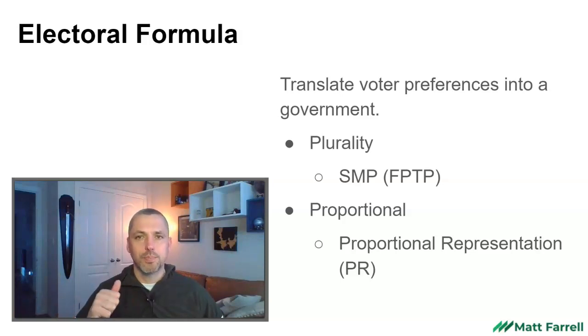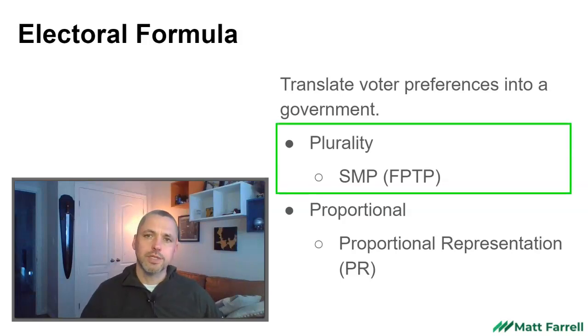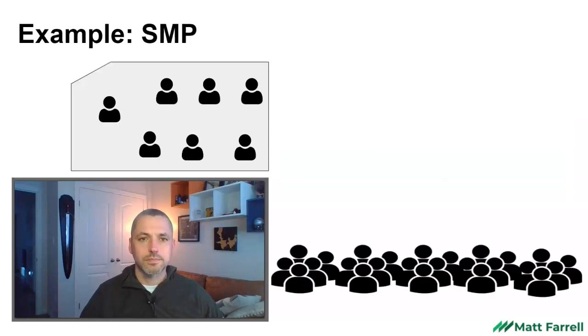One is by using a plurality type system, such as single member plurality or first past the post. And another way would be to use a proportional system, such as proportional representation. In this video, we're going to look at how a plurality system might work. Let's use a single member plurality system as an example, sometimes called first past the post.